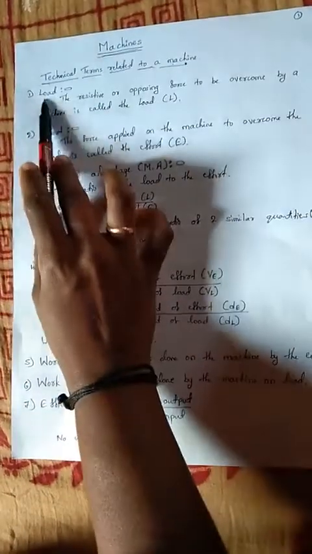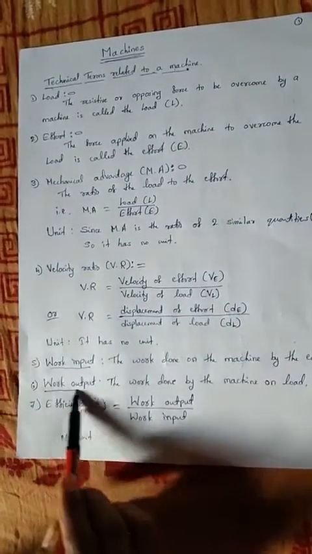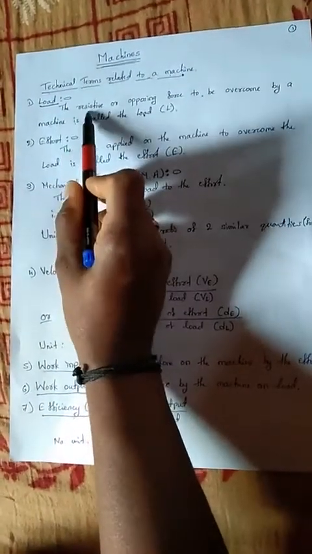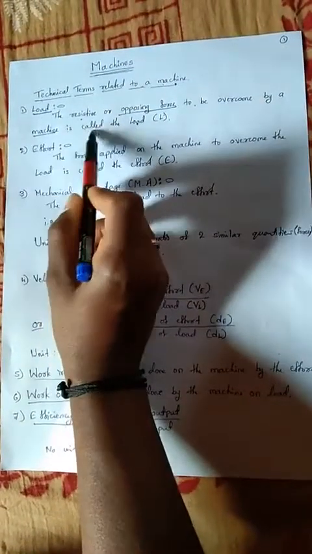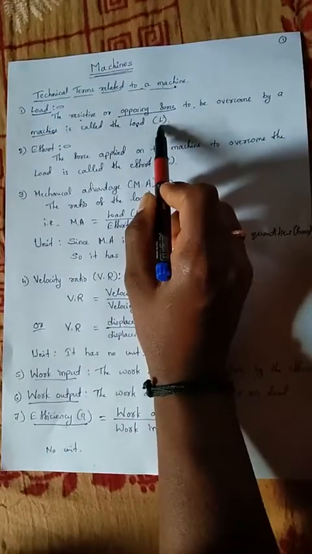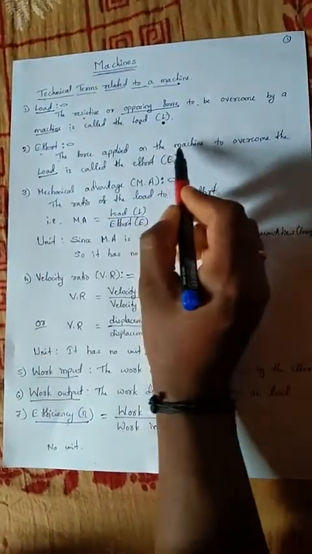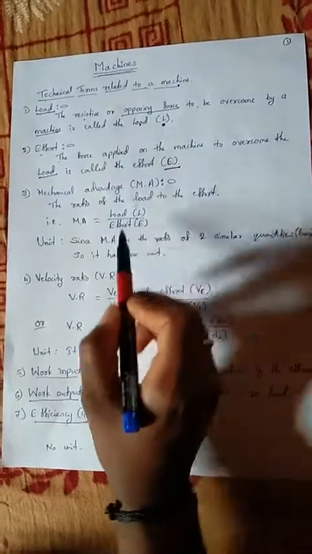The technical terms related to a machine are load, effort, mechanical advantage, velocity ratio, work input, work output, and efficiency. Load: the resistive or opposing force to be overcome by a machine is called the load, denoted by the symbol capital L. Effort: the force applied on a machine to overcome the load is called the effort, denoted by the symbol E.